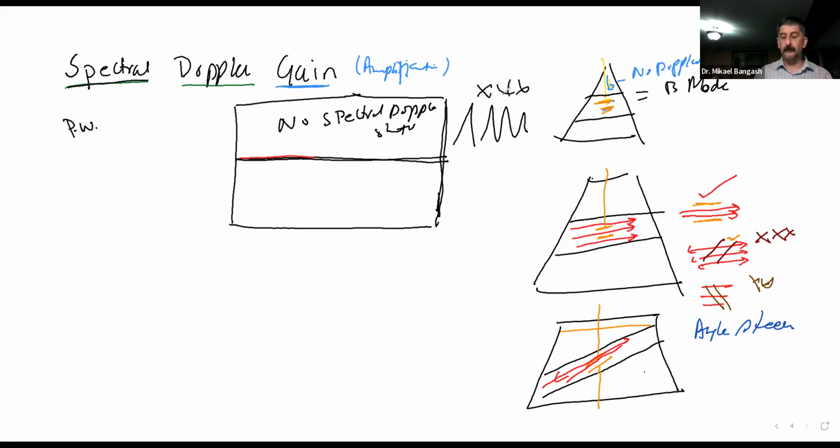Did you guys get that? Yeah. Clear? Okay. Now what does that mean? That your spectral Doppler gain is too low.